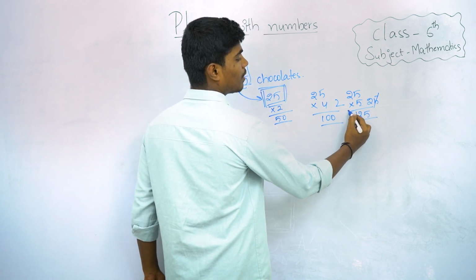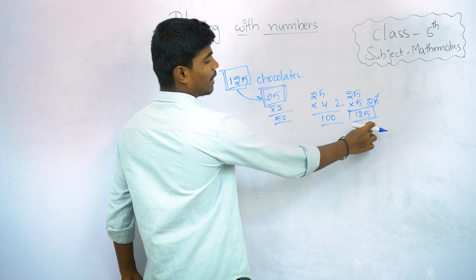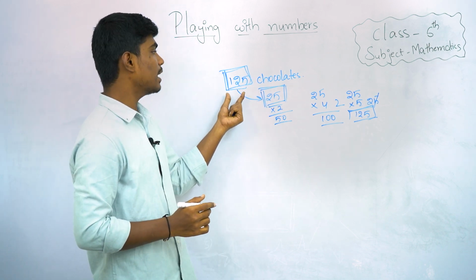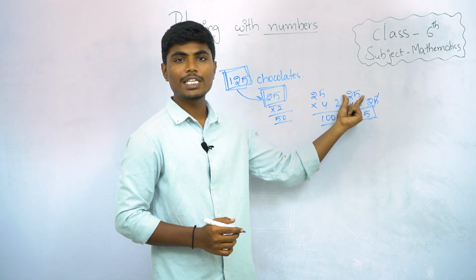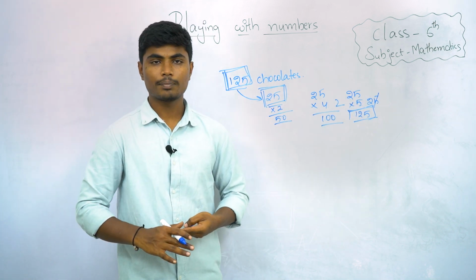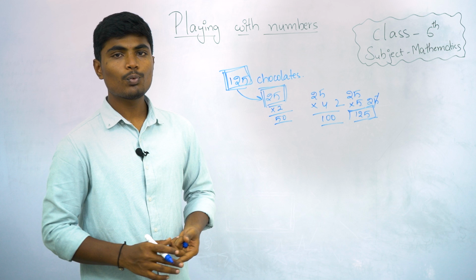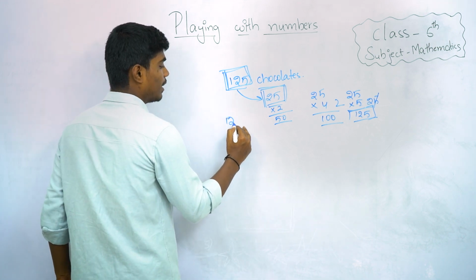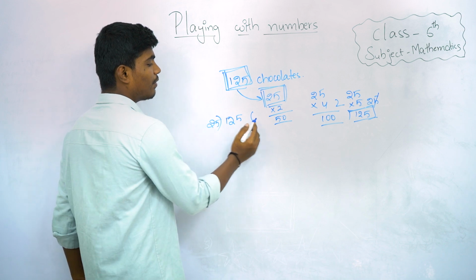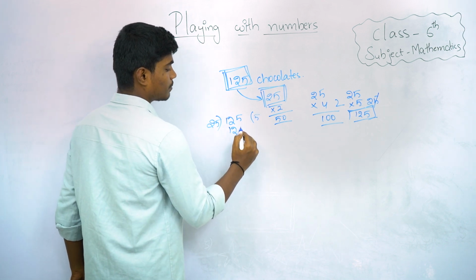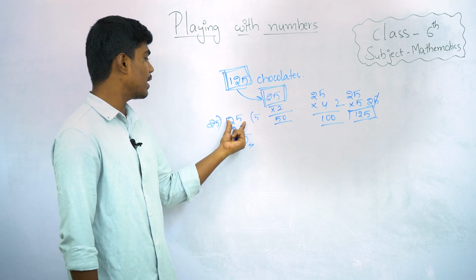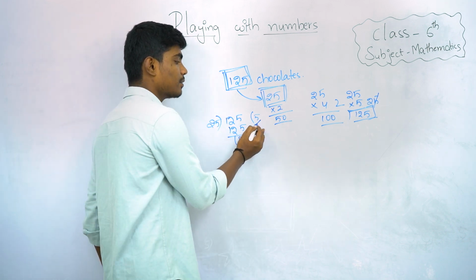Here the number of chocolates needed is 125, and the total number of chocolates she gave you is 125. So if you distribute 5 chocolates to each person, all the chocolates will be distributed equally. Simply, we can divide 125 by 25. 25 5s are 125. Here the remainder is 0. By simply dividing 125 by 25, we can get the answer.